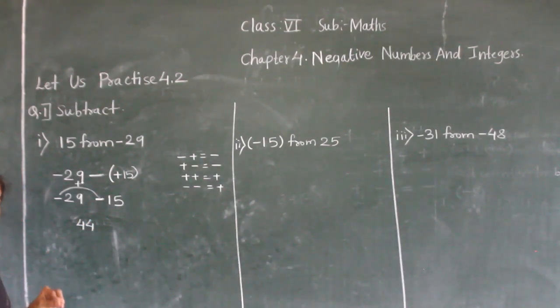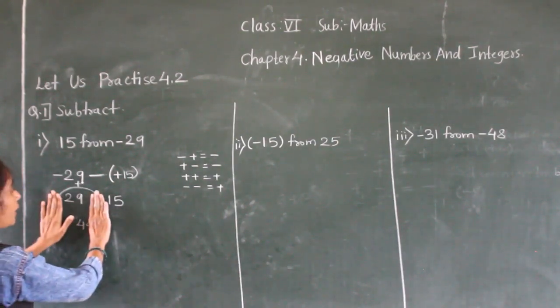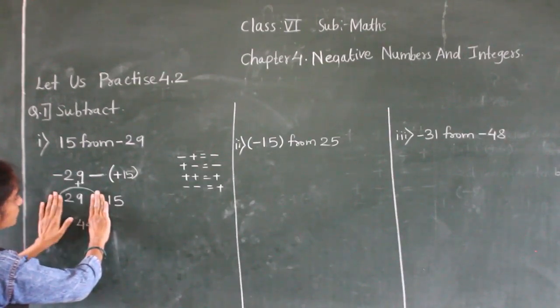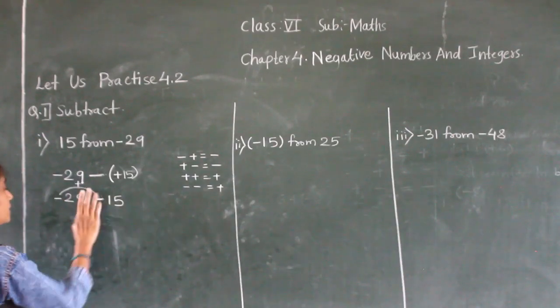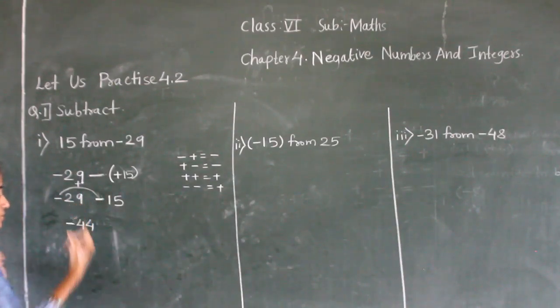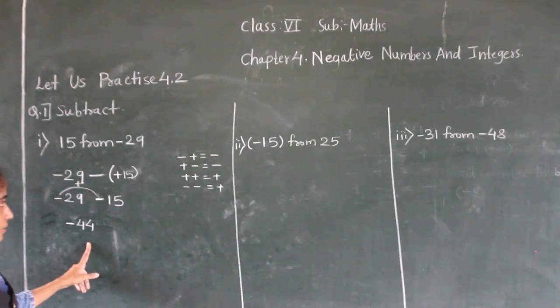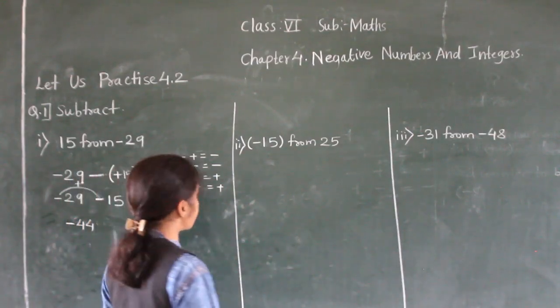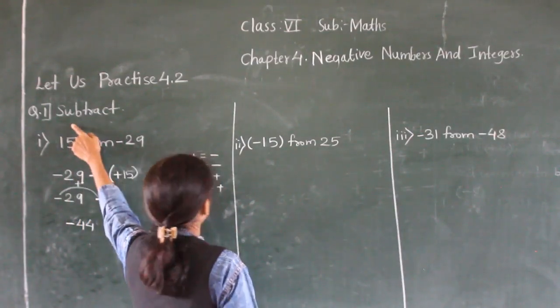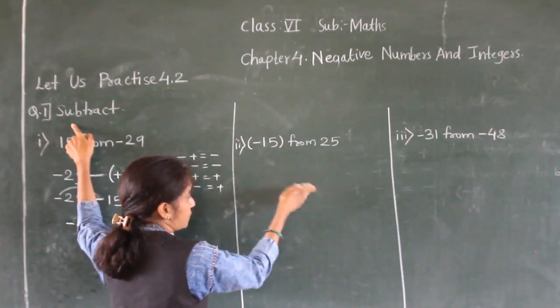For this, only one rule, always keep in mind. See, higher number, see greater number. Which is the greater number? Greater number is 29. It has a negative sign. So for the answer, negative sign. Now let's move towards the next sum. Subtract minus 15. So I'm writing.